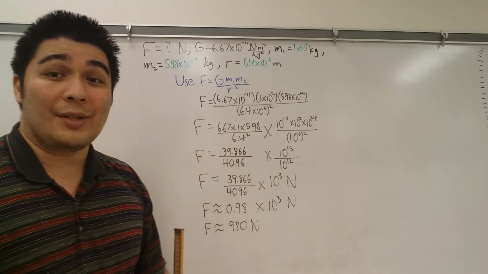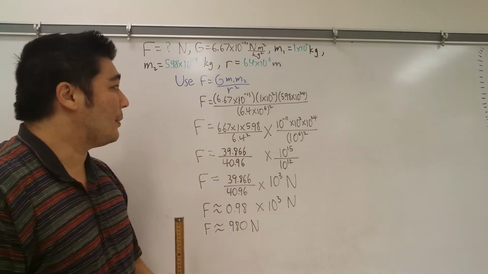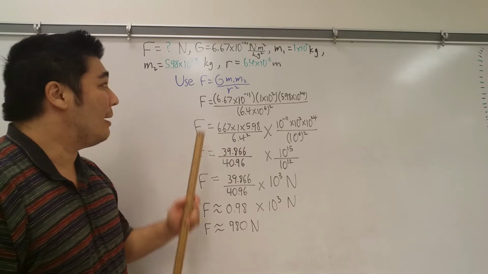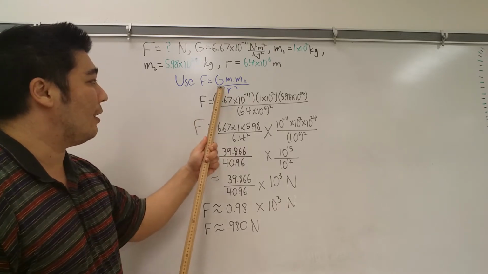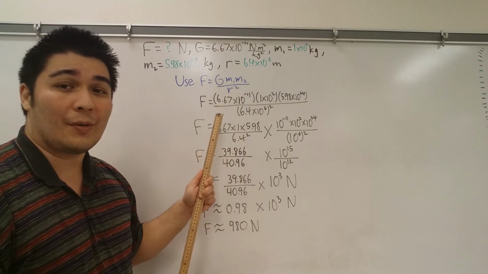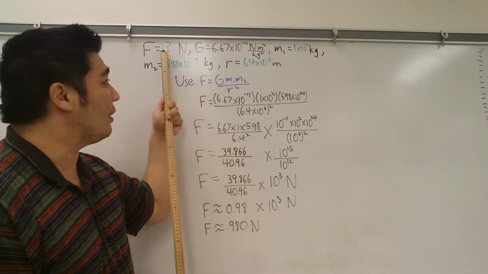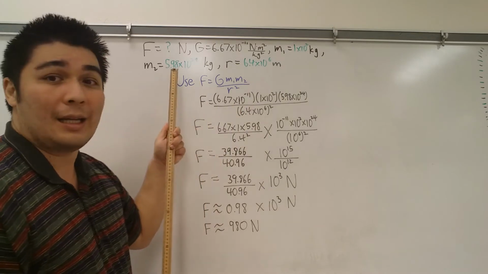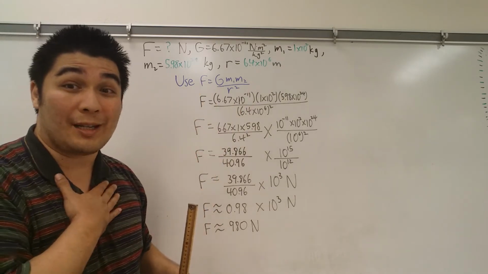Okay, so now that I have done all of that, now that I've set up the groundwork, let us begin by substituting all of the variables in this equation, F equals Gm1m2 over r squared, with all of the numbers that I've been given in the problem of what is my weight.